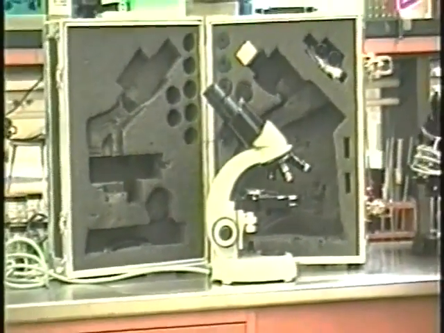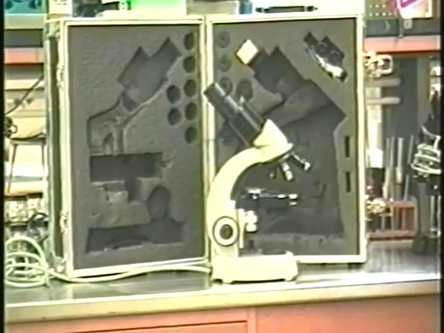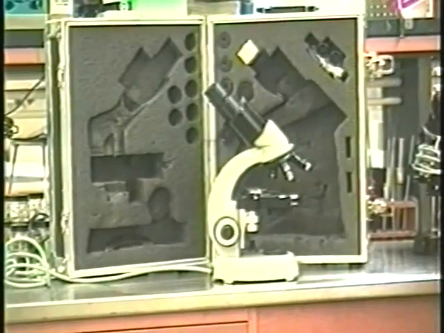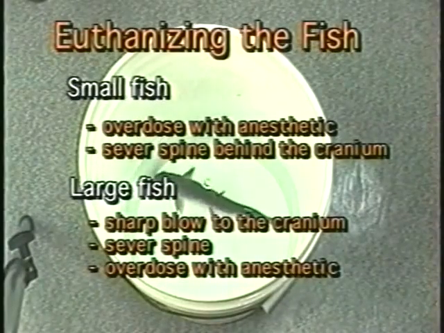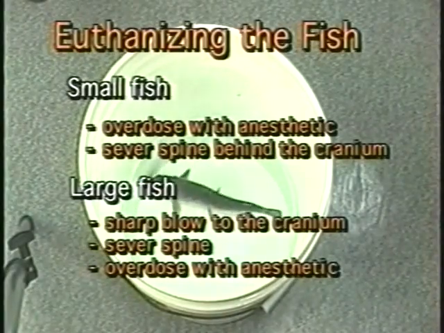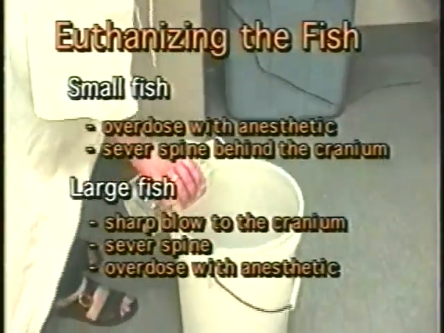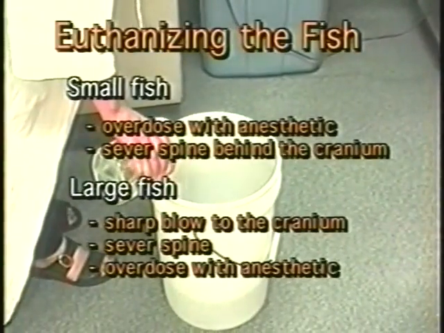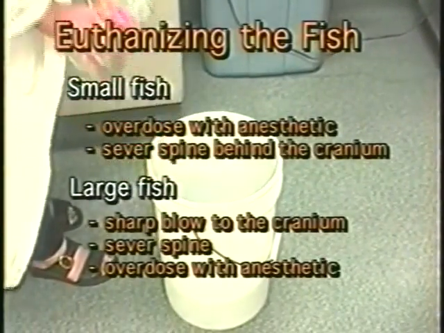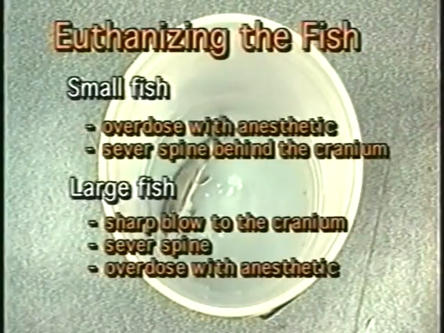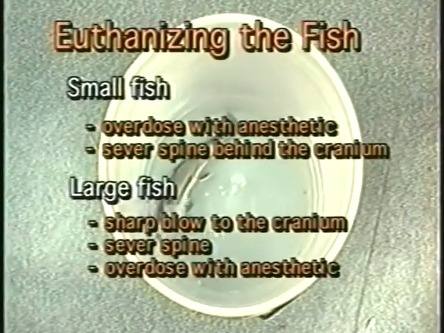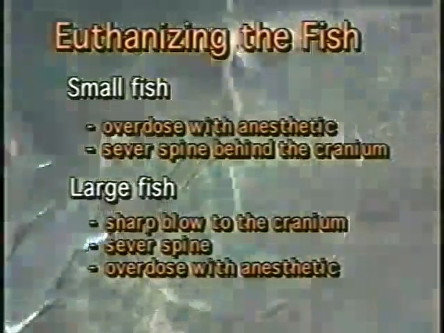In addition, you will need a compound microscope with at least a low and medium power objective for examining fresh samples. The necropsy procedure begins by euthanizing the fish. For small fish, reduce the quantity of water in the container to a minimum, then add a fish anesthetic such as tricaine methane sulfonate, or MS-222, at 1 milligram per mil. Euthanasia of unconscious fish can be completed by severing the spine just behind the cranium with a scalpel.